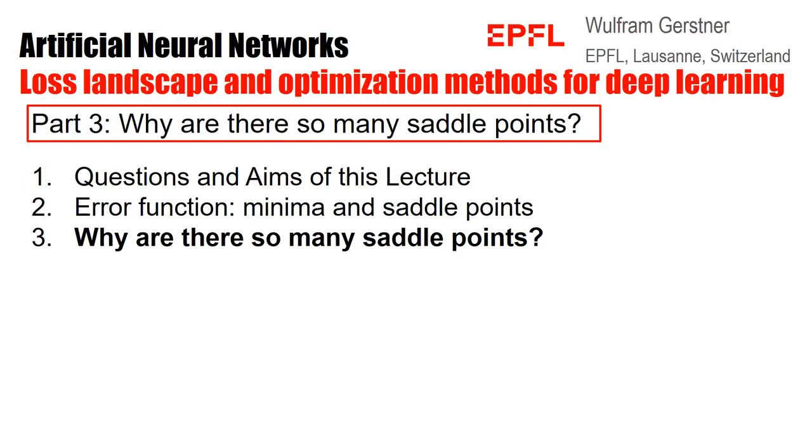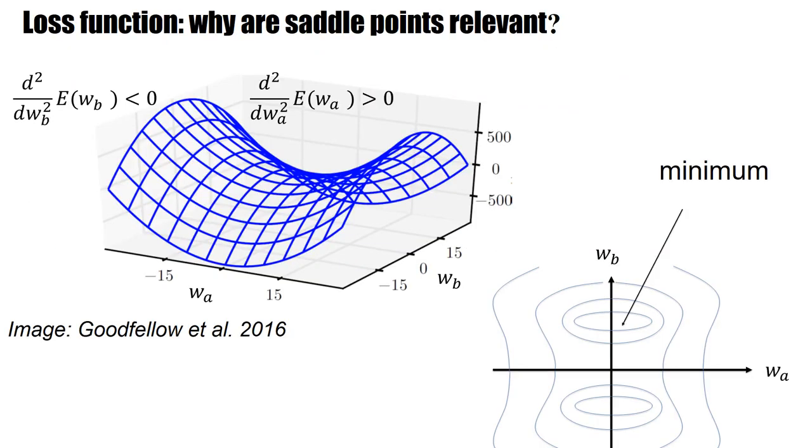Welcome to the lecture series on deep learning in artificial neural networks. In this video, we look at the loss landscape, and the question we ask is, why are there so many saddles? Just as a reminder, a saddle point is a point where the curvature in one direction is negative and positive in some other direction. So why should we be interested in saddles?